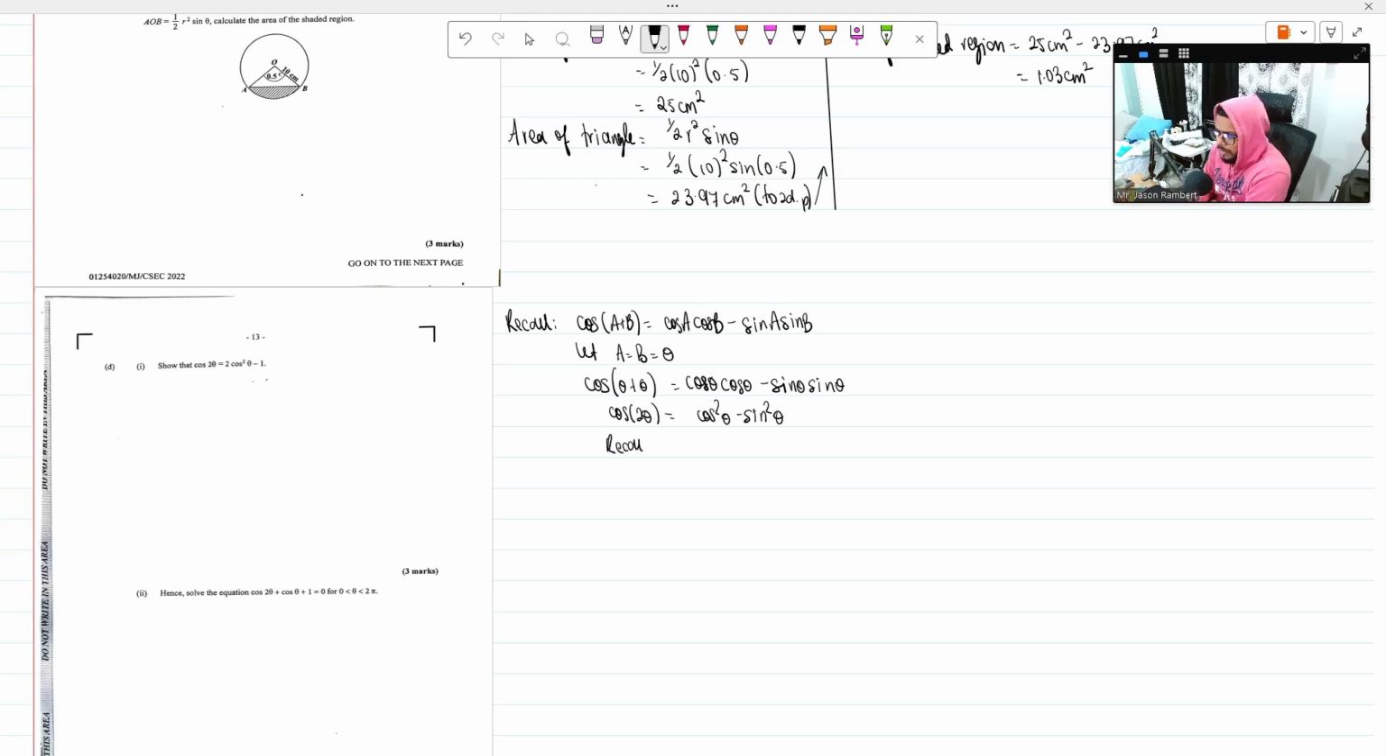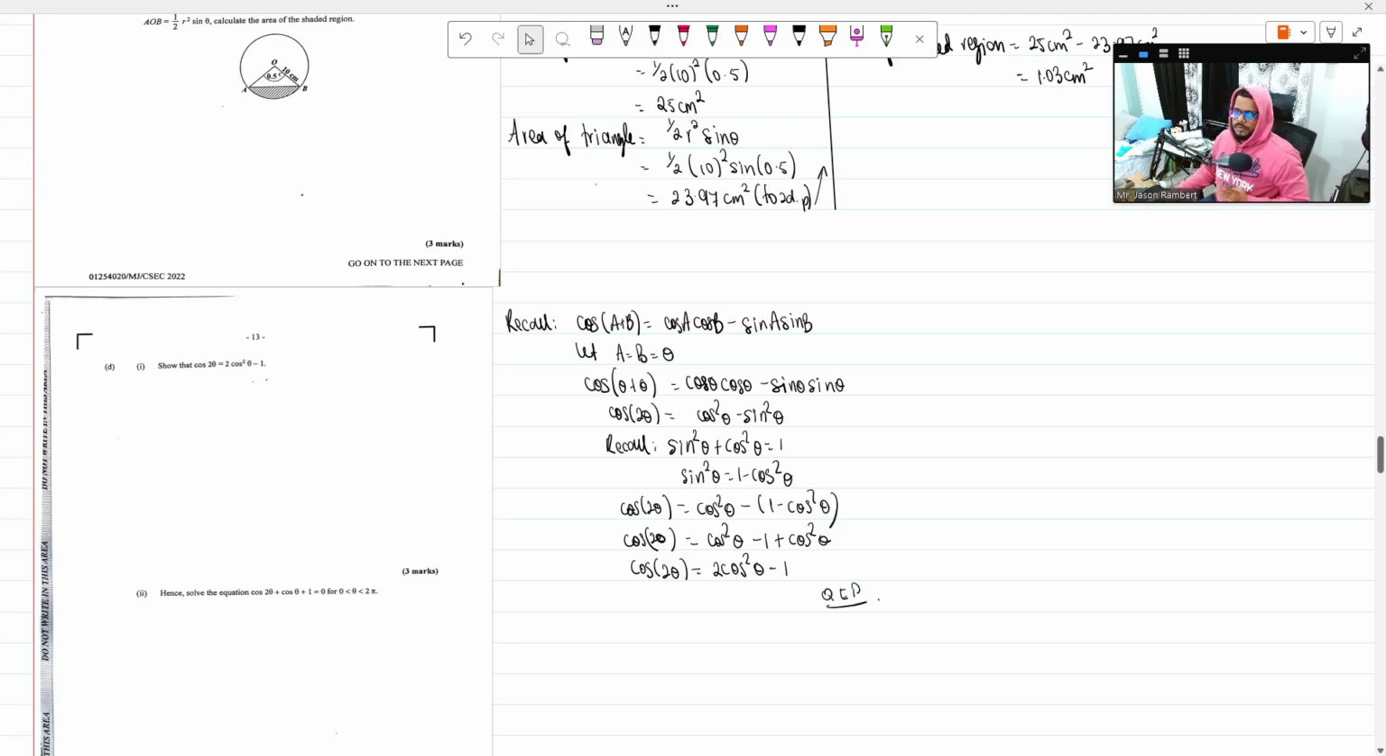I'll get cos 2 theta is cos squared theta minus sine squared theta. I'll recall my Pythagorean identity: sine squared theta plus cos squared theta is 1. So sine squared theta is 1 minus cos squared theta. So cos 2 theta is cos squared theta take away 1 minus cos squared theta. Cos 2 theta is cos squared theta minus 1 plus cos squared theta. And cos 2 theta is 2 cos squared theta minus 1. QED.